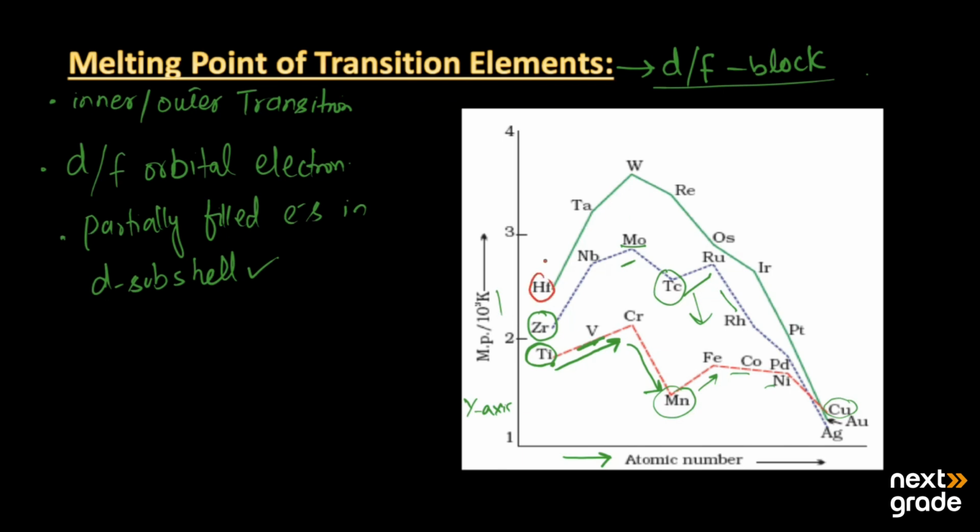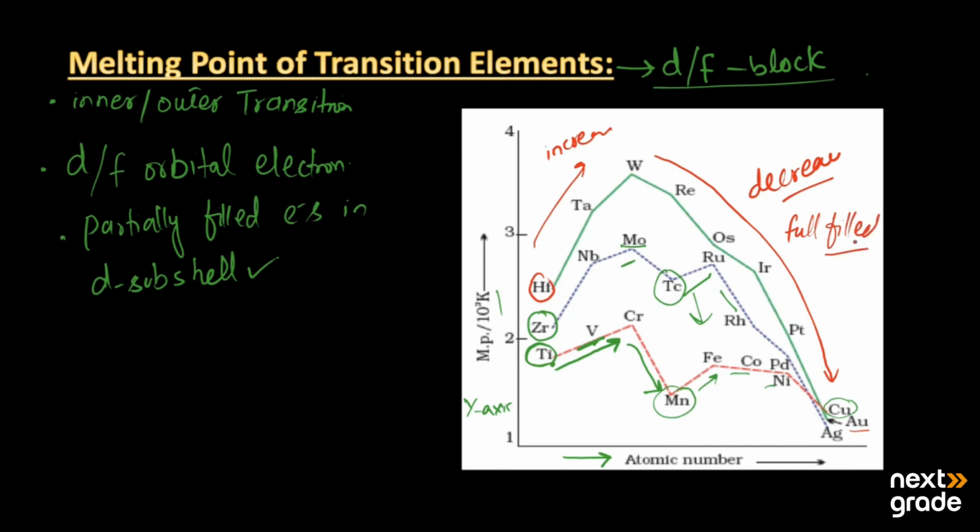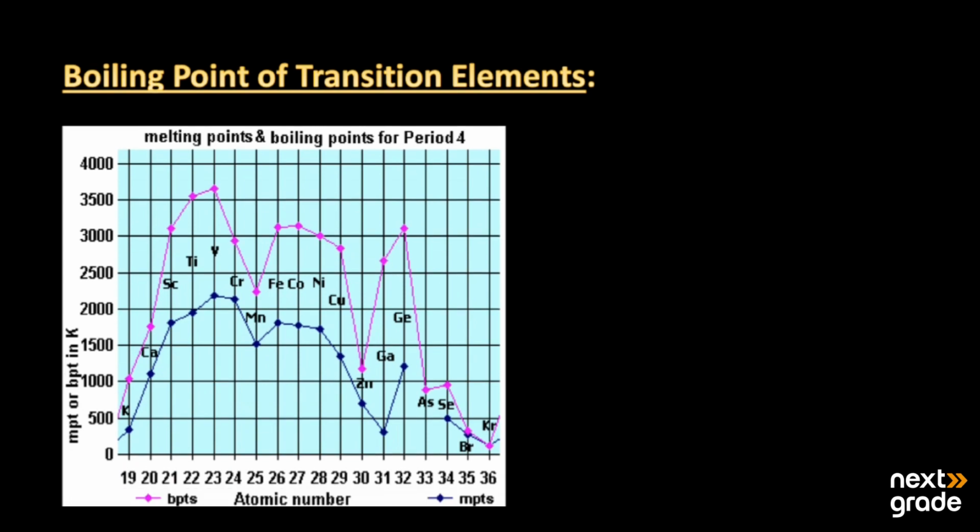Likewise, here you can see that there is a gradual increase, and then from tungsten down to platinum, and at the end the gold, there is a decrease in the melting point. This is a simple trend because at the end they have filled orbitals when we move from the third, fourth to fifth series of the transition elements in the periodic table. This was the trend of melting point. After this, we have the trend of the boiling point of the transition elements.